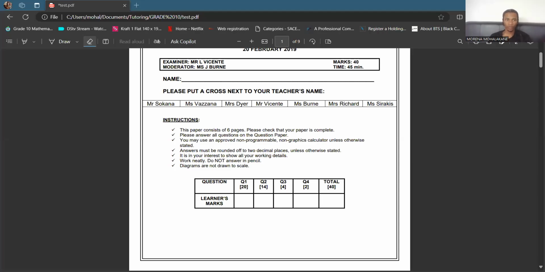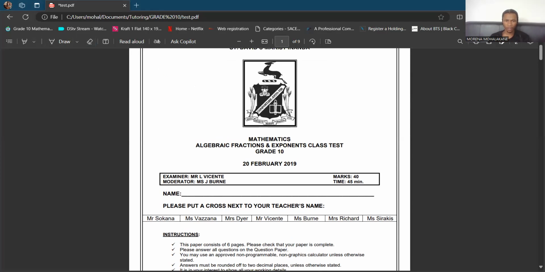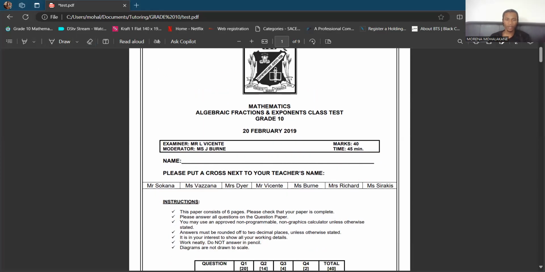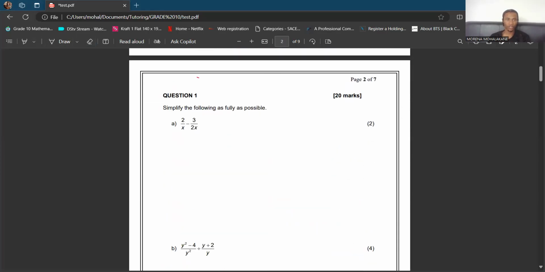Sure. I think this is the question you were talking about. Okay, yeah, this paper covers at least everything on fractions. Yeah, every concept on fractions.